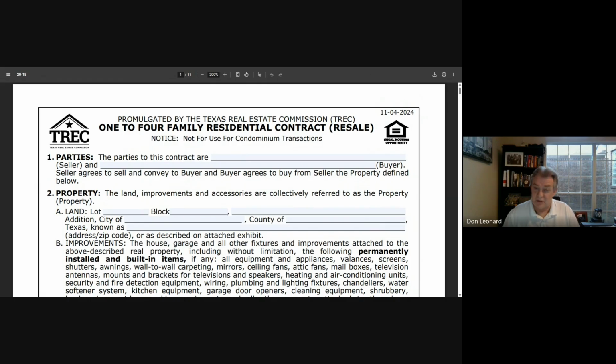Sometimes in the legal description, you can also tell. If the legal description says unit number, building number, then that's a condominium. That is not a townhome. So there are several ways of doing it.